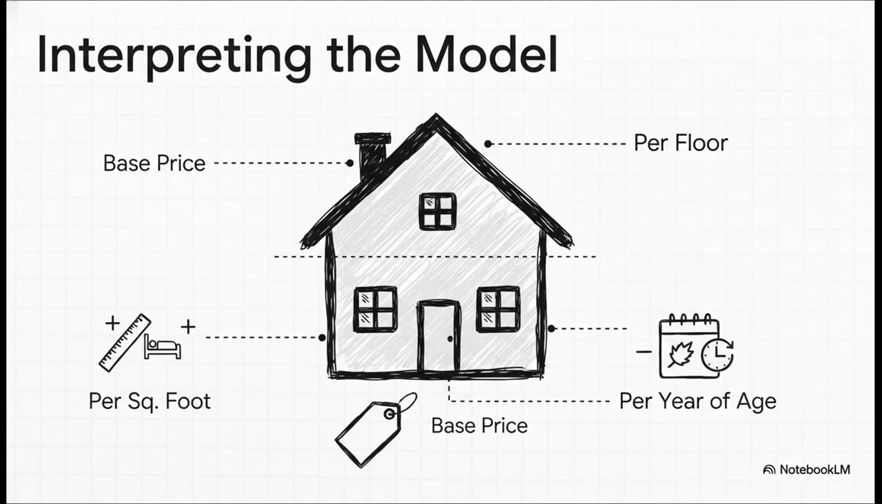And this is the real payoff. After all that training, our model gives us concrete numbers. The bias B tells us the base price of a house starts at $80,000. The first weight tells us that for every extra square foot, the price goes up by $100. Each extra bedroom adds $4,000. Each floor adds $10,000. And what's really interesting is the model learned that for every year a house gets older, the price actually decreases by $2,000. The math has become a clear story about what drives house prices.